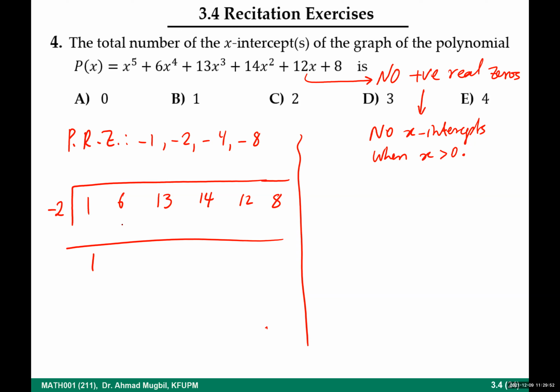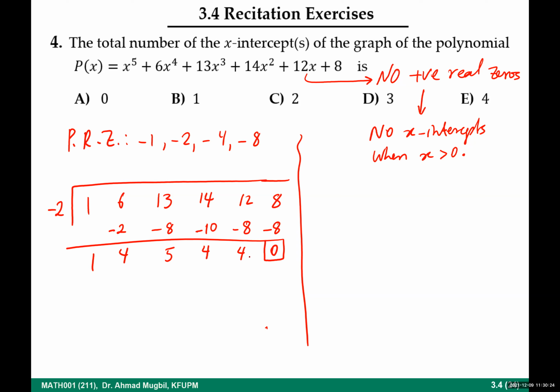So it will be -2, 4, -6, -8, not 6. Then we have 5, -10, 4, -8, 4, then -8 again, and the remainder is 0. So it is a zero.